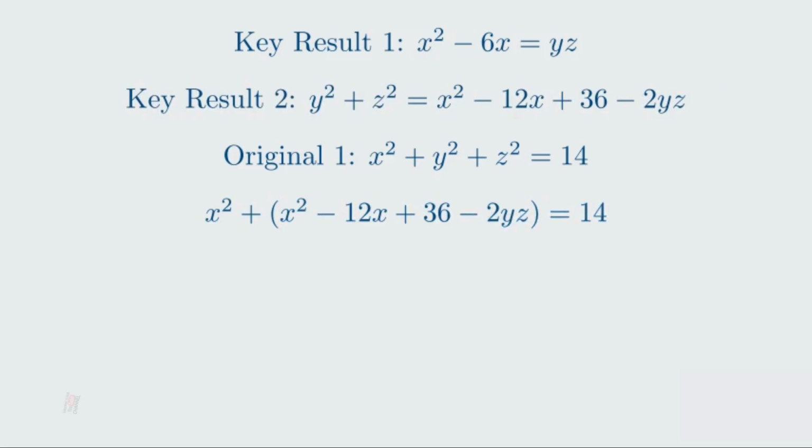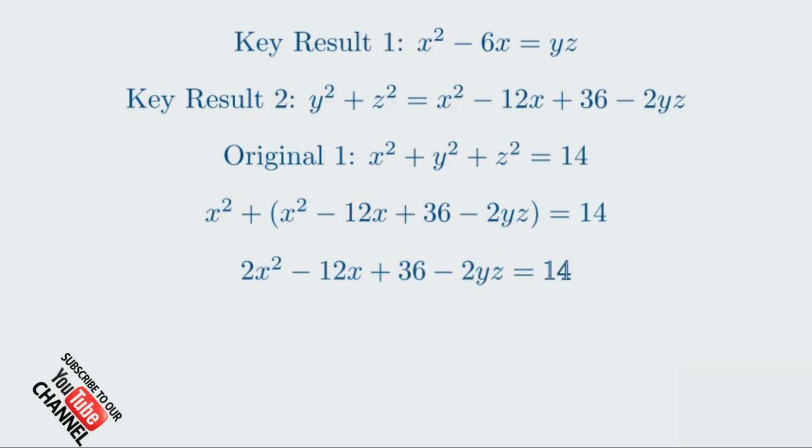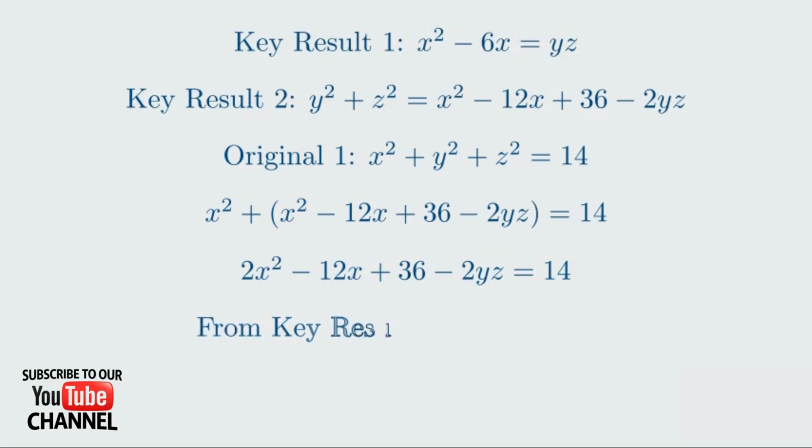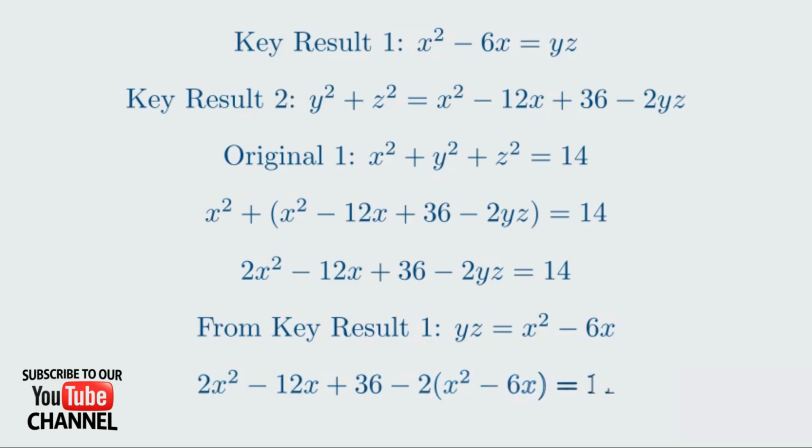Let's simplify this new equation. We combine the x squared terms to get 2x squared. The equation is now 2x squared minus 12x plus 36 minus 2yz equals 14. We've got yz in there again, but we have a way to deal with yz. That's what key result 1 is for. Since yz equals x squared minus 6x, we can substitute that into our equation. Our equation becomes 2x squared minus 12x plus 36 minus 2 times the quantity x squared minus 6x equals 14. We have now created a single equation with only one variable, x. We have eliminated both y and z.